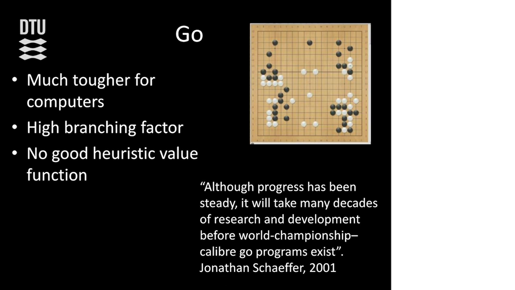So if you have all of your whites, but then there are blacks that surround them, then even though you have more whites, the black is going to win. And this is a famous quote from one of the founders of AI, Jonathan Schaeffer, and I'll let you ponder upon it for a minute.